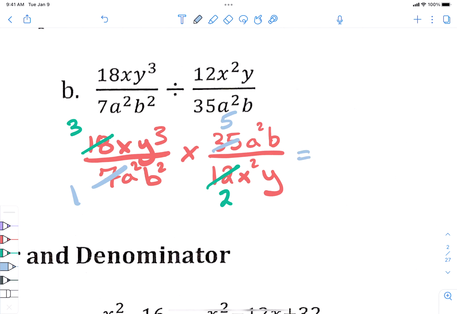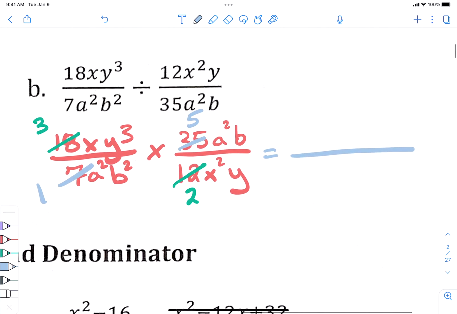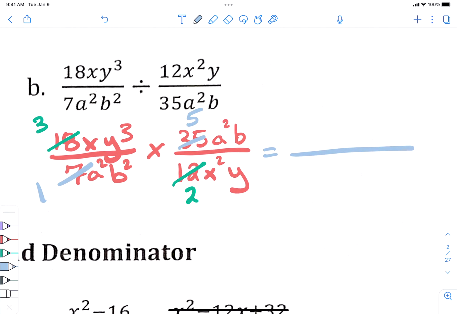Okay, we're going to clean house. Here we go. The number that goes on the top, 3 and 5 combined to make 15. Okay, let's look at A's and B's and X and Y's, and what do we got on the top?